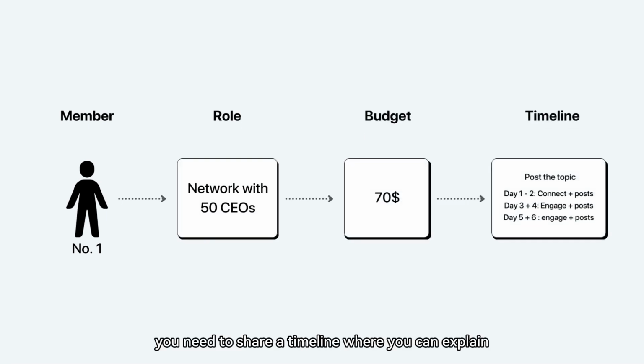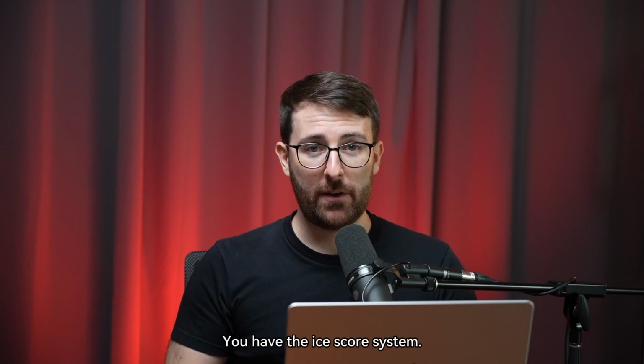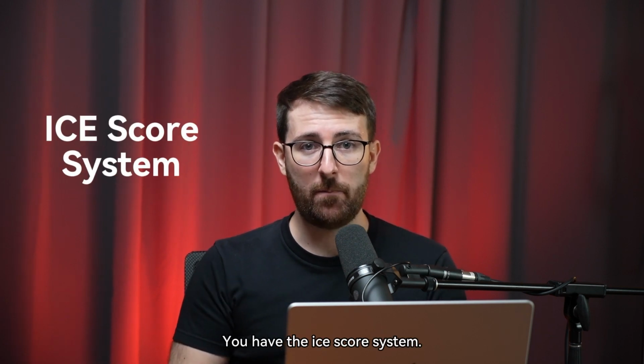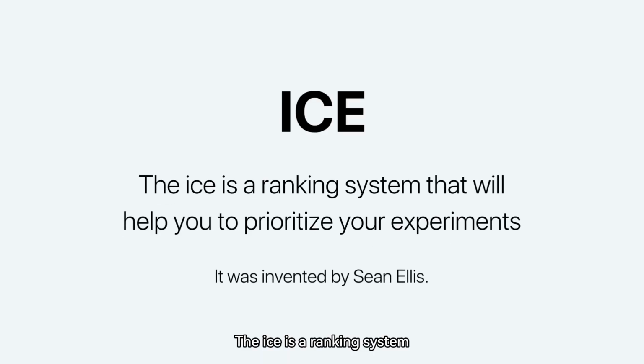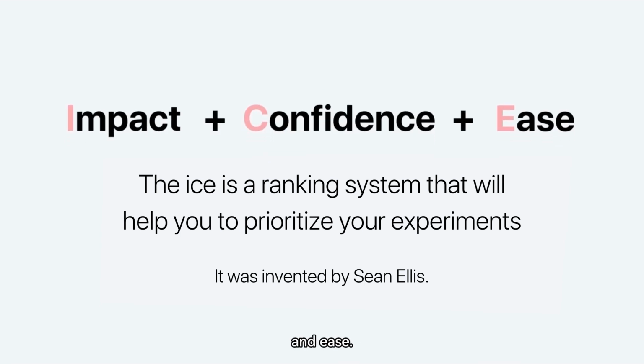And third, you need to share a timeline where you can explain what is going to happen day by day. Then you have the ICE score system. So the ICE is a ranking system that will help you to prioritize your experiments. So the ICE stands for impact, confidence, and ease.